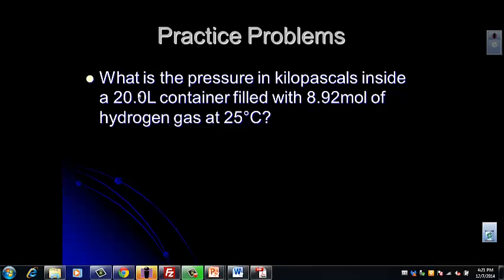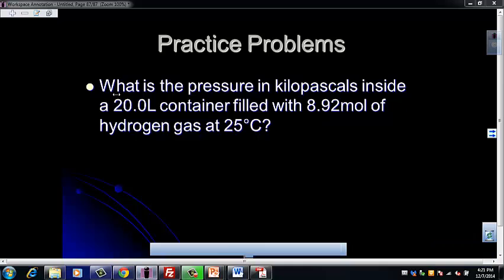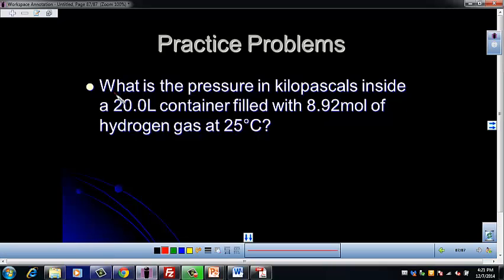So I label everything, and based on your units, you should be able to tell that liters is a volume, 8.92 moles is your n. Remember that n is your moles, or your amount of gas, and then 25 degrees C is a temperature. So we've got a volume, a temperature, and moles, and then we're being asked to find P. You want to look and see, are there more than one pressure, volume, or temperature? And there's not. Also, this problem has moles in it, which is a good indicator that it might be the ideal gas law. So we're going to use PV equals nRT.